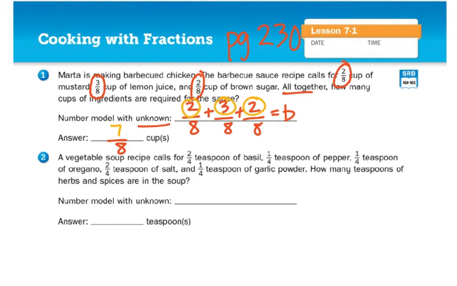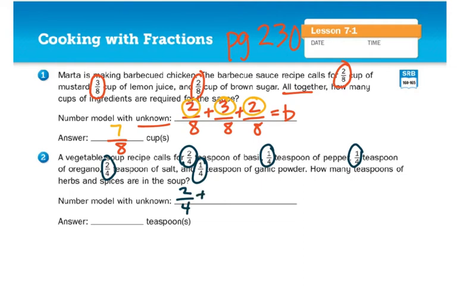Number 2, a vegetable recipe calls for 2/4 teaspoon of basil, 1/4 teaspoon of pepper, 1/4 teaspoon of oregano, 2/4 teaspoon of salt, 1/4 teaspoon of garlic powder. How many teaspoons of herbs and spices are in the soup? Let's go ahead and add them all together.